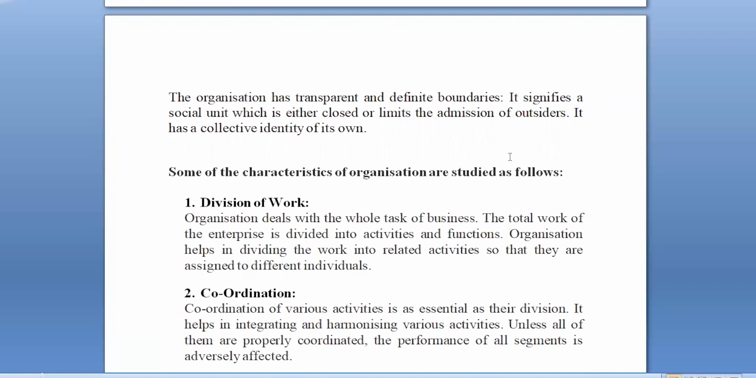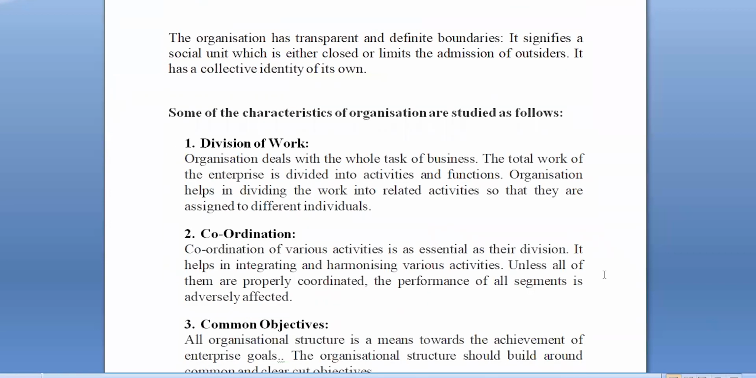Number one, division of work. Organization deals with the whole task of business. The total work of the enterprise is divided into activities and functions. Organization helps in dividing the work into related activities so that they are assigned to different individuals. Number two is coordination. Coordination of various activities is as essential as their division. It helps in integrating and harmonizing various activities. Unless all of them are properly coordinated, the performance of all segments is adversely affected.